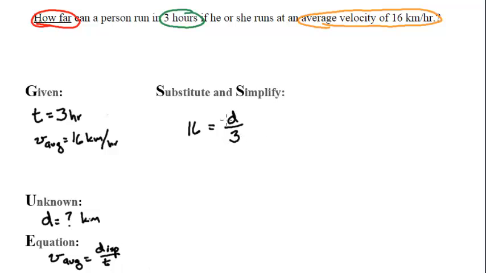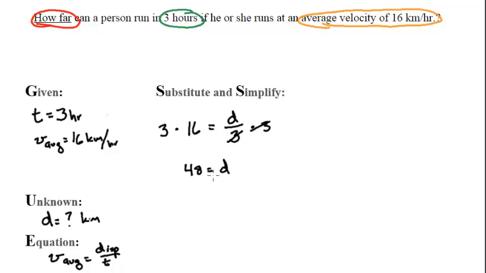Okay, so I've substituted, and now I can solve. And I want D all by itself on either the right or the left-hand side. So I'm going to multiply the right-hand side by 3. 3 over 3 is 1. That, in effect, cancels out the 3. But whatever I do to the right, I have to do to the left. And so, get out my calculator. And I get 48 equals D.